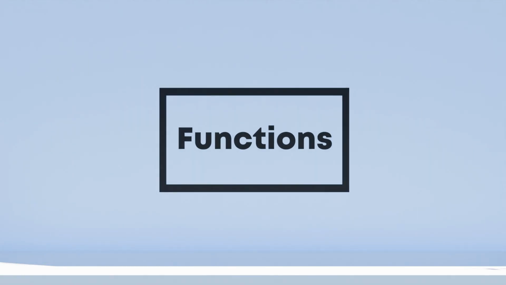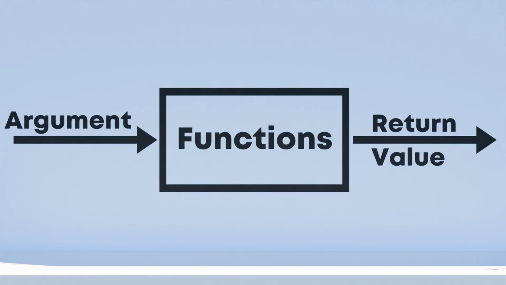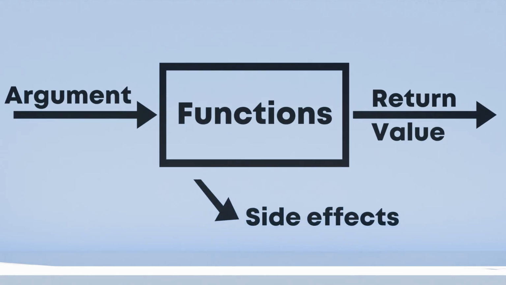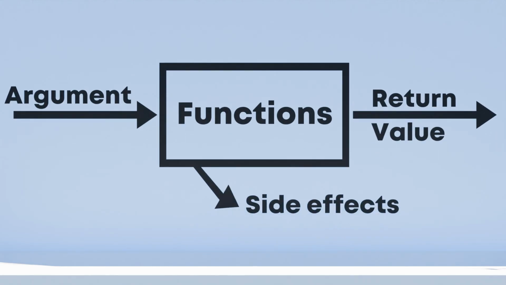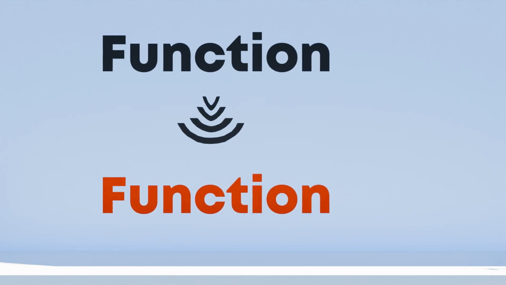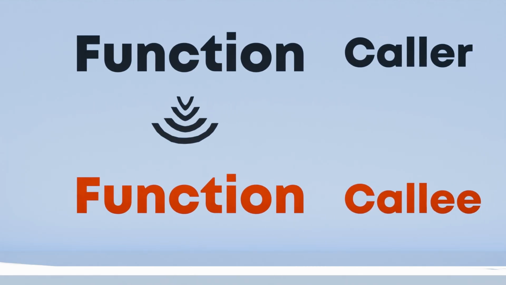Functions are machines which have some inputs, called arguments, and one or two outputs, called return values. When a function is working, it might also have some side effects, which we'll see later. To use a function in your code, you need to call it. When one function calls another function, then the original is called a caller, and the function that's being called is called a callee.